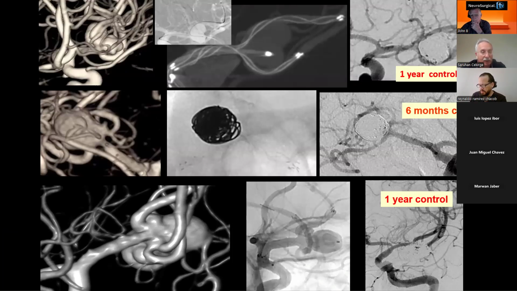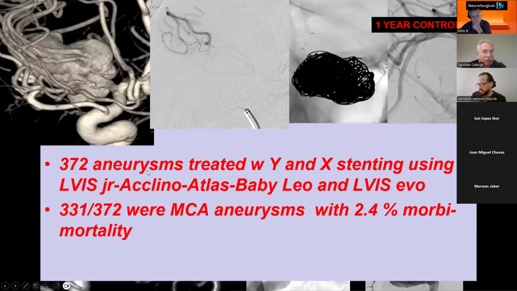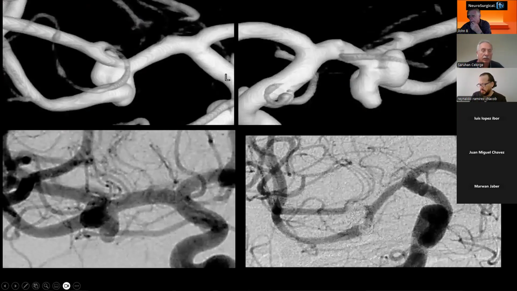But technology did this. That's why with this loop assist technique we developed intrasaccularly, we can place two stents to reconstruct even these giant, very complex trifurcation aneurysms, where we place two loops and two Elvis Jr. to reconstruct these arteries and bifurcations.